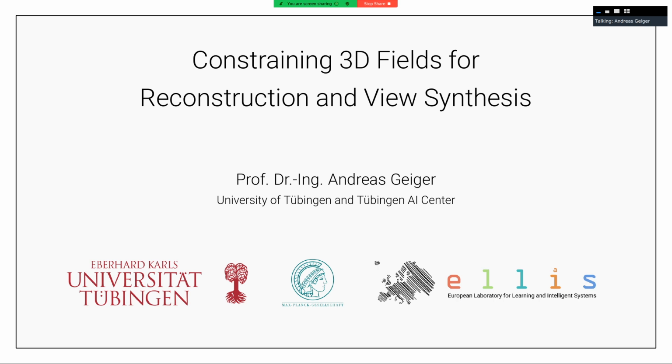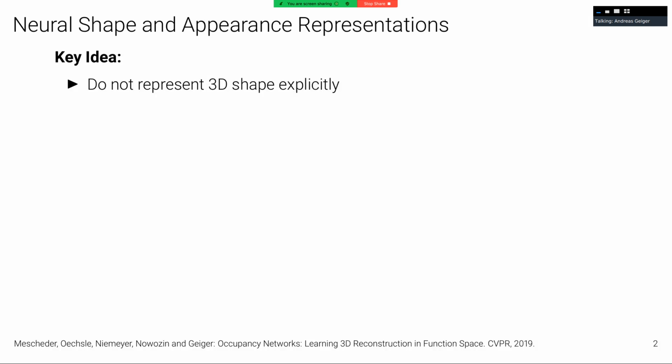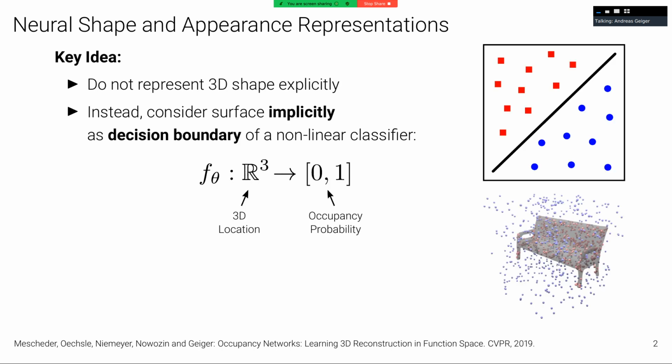Today, I'm going to talk about constraining 3D fields for better 3D reconstruction and view synthesis. Recently, there has been a revolution in 3D vision and graphics through neural shape and appearance representations, as we all know. For example, in the case of 3D shape representations, the key idea is to not represent the 3D shape explicitly, but instead to consider the surface implicitly as a decision boundary of a nonlinear classifier.